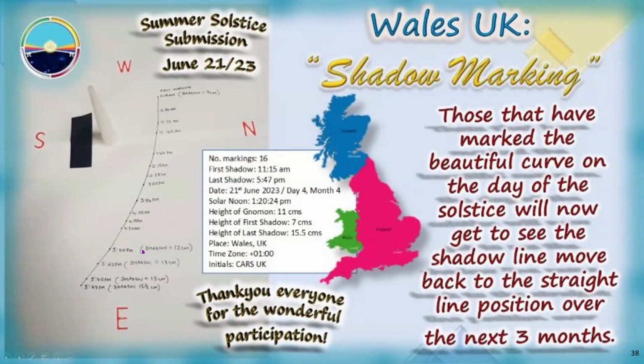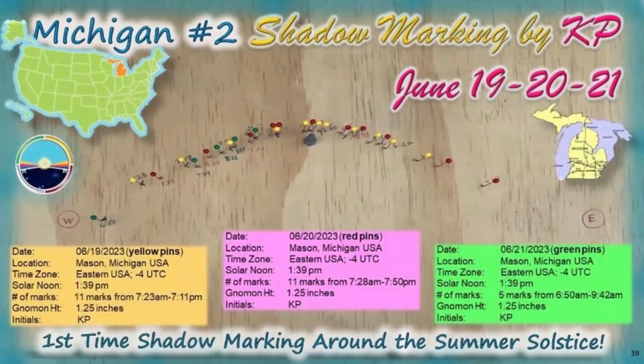Okay. They've got all kinds of notes here of what was going on. They gave me lots of shadow data. And we just know that those that have marked the beautiful curve on the day of the solstice are now going to see the shadow line move back to the straight line position over the next 3 months. Wonderful participation, good submissions, just with a little bit of practice. We're really happy with Wales, Wales and United Kingdom.